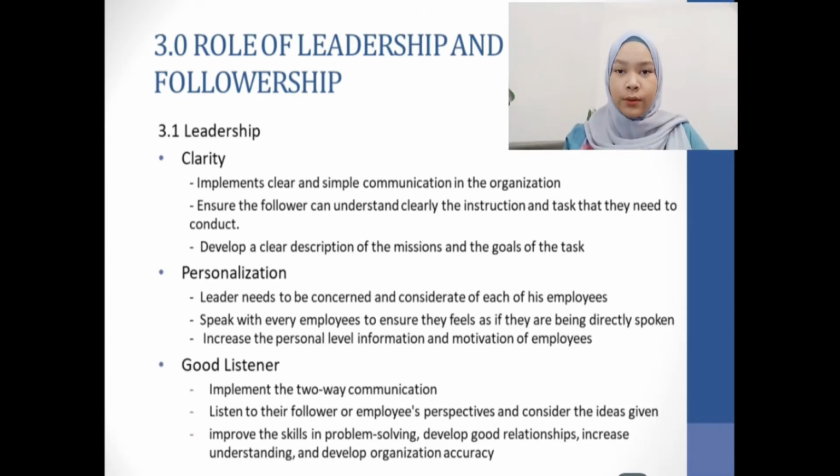Now I will present about the role of leadership and followership. First and foremost, the role of leadership is clarity. Great leadership generally implies clear and simple communication in an organization.